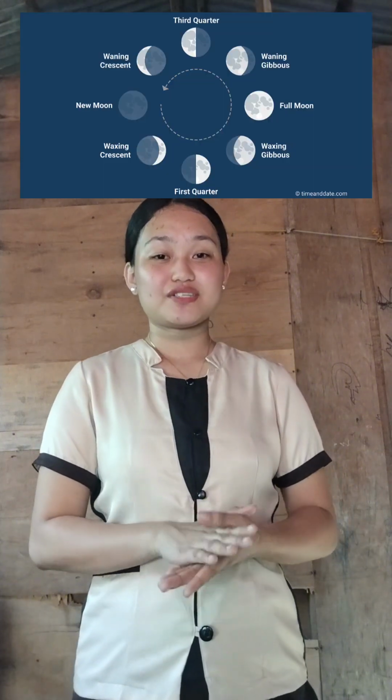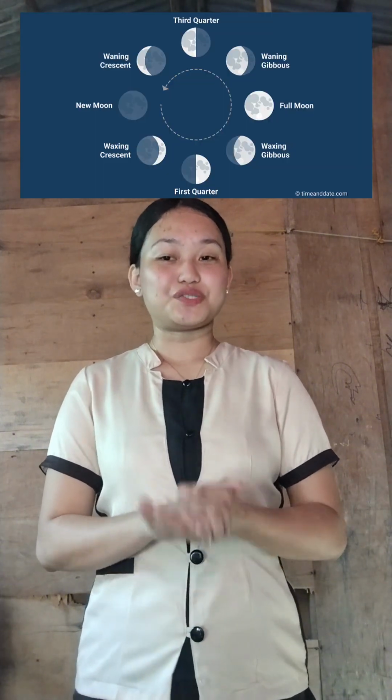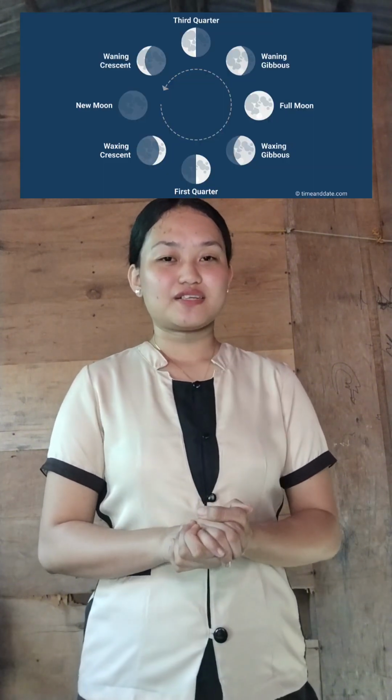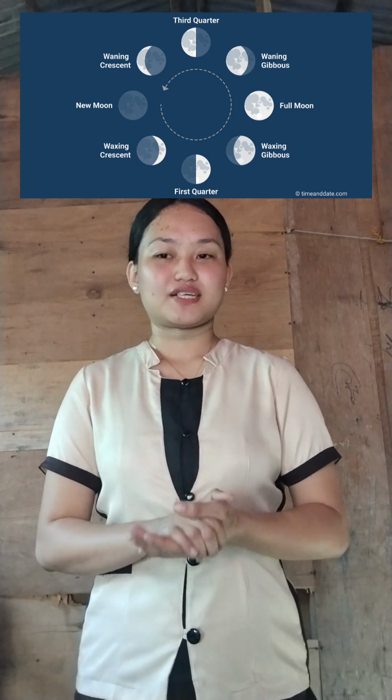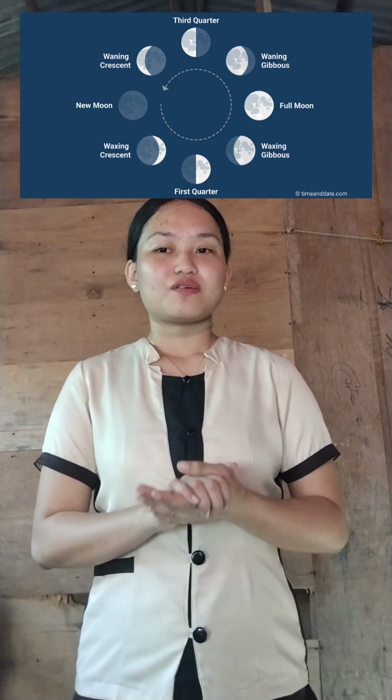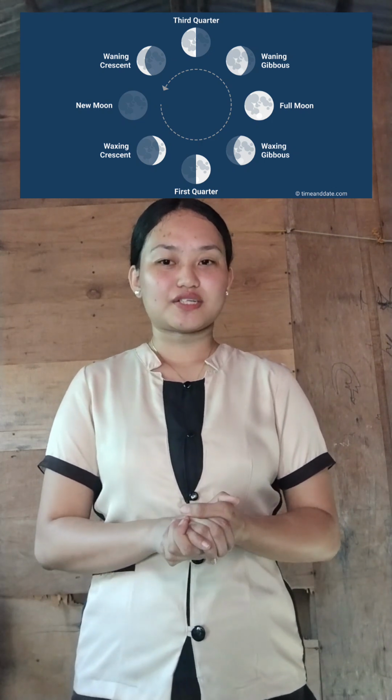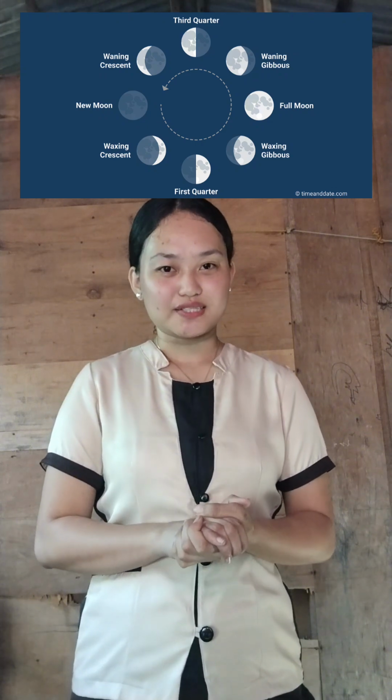So how many days does it take the moon to complete its cycle? Yes, very good. It's 29 and a half days or 1 month. So what are the 8 phases of the moon? Yes, very good. So the 8 phases of the moon is what we call new moon, waxing crescent, first quarter, waxing gibbous, full moon, waning gibbous, last quarter, and waning crescent. That's all for the phases of the moon.